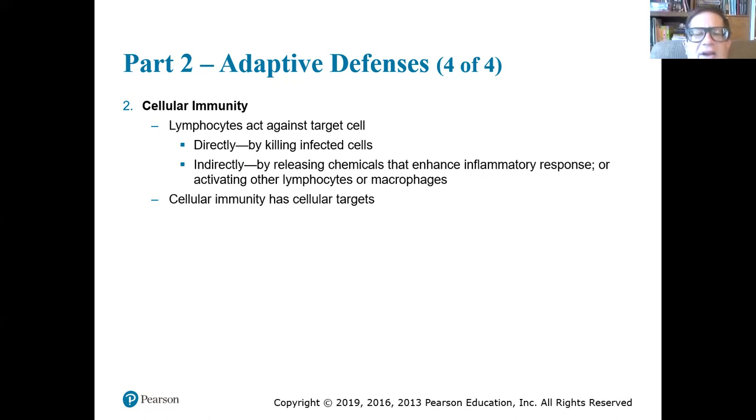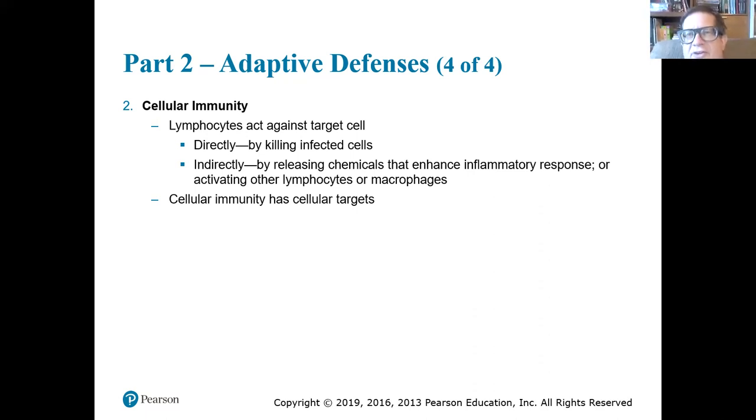An example of activating others is helper T cells, which we've mentioned before, a form of T lymphocyte. They're kind of like the generals telling the soldiers, you need to go do this, you need to go do that, you need to go over there and do that. That's a helper T cell.